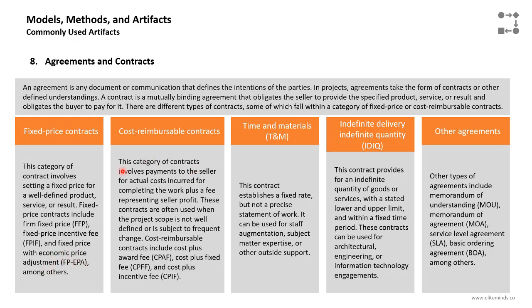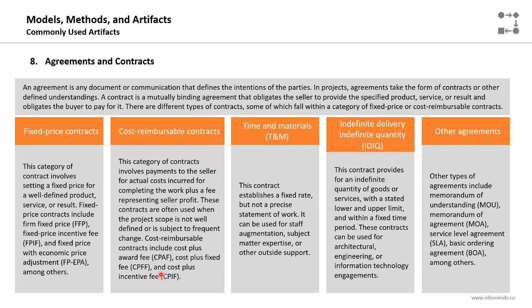The second type is the cost reimbursable. In this type, the buyer will have the majority of the contract risk. This category of contracts involves payments to the seller for actual costs incurred for completing the work, plus a fee representing the profit of the seller. These contracts are often used when the project scope is not well defined or it is subject to frequent change, so we cannot agree to a fixed price.